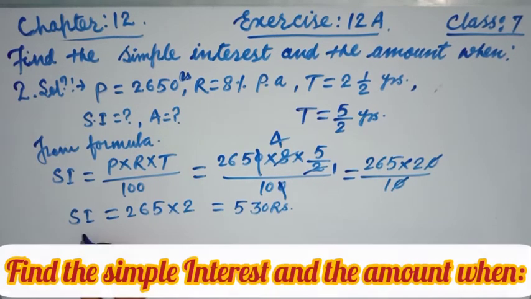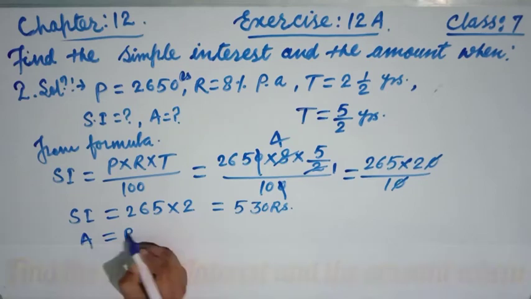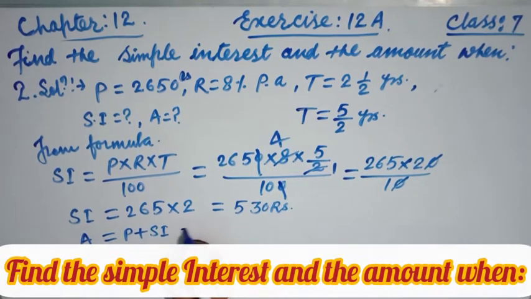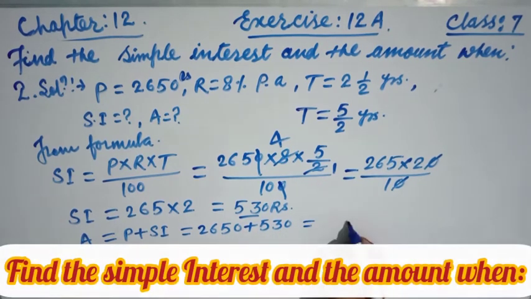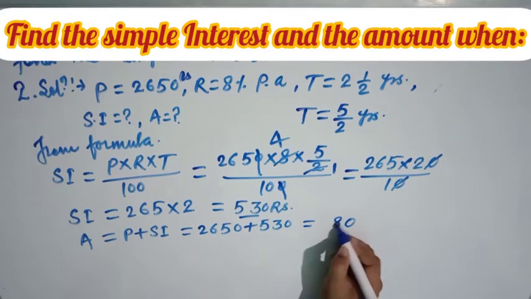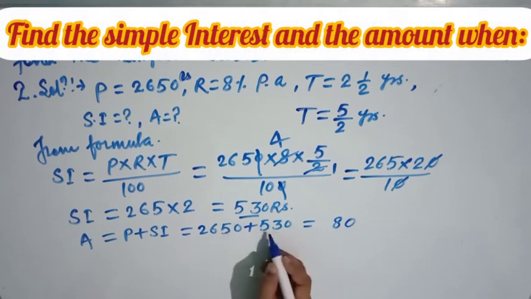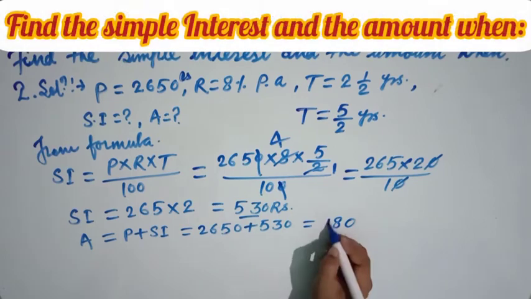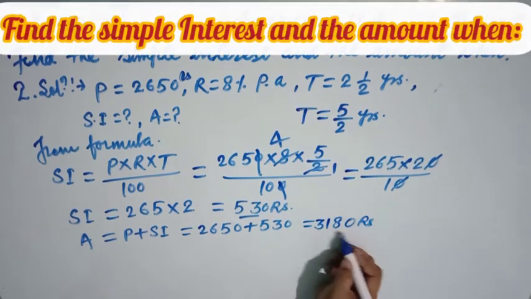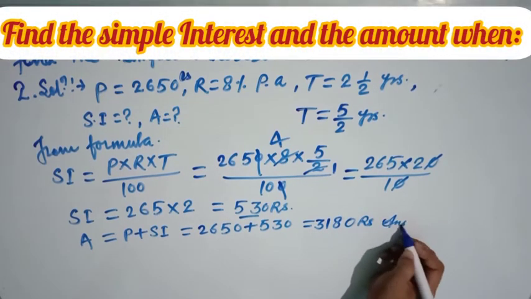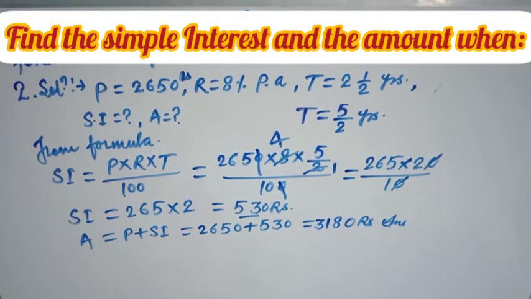And now, friends, what about A? A is equal to P plus SI, or SI plus P. P is given 2,650 and SI is here 530. Now after adding, this is 0, 5 plus 3 this is 8, 6 plus 5, 11, 1 is balance, carry 1, 2 and 1, 3. So this is 3,180 rupees. So this is the answer to this question. I hope you have grasped it.